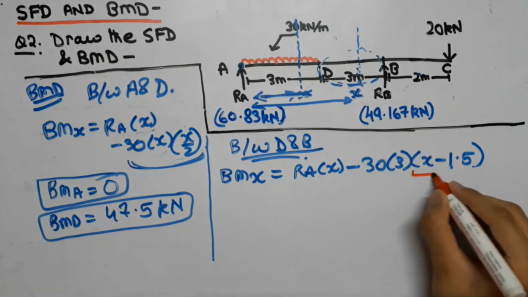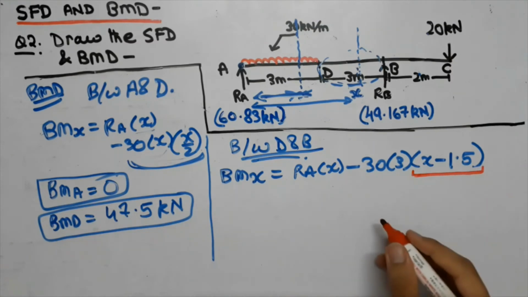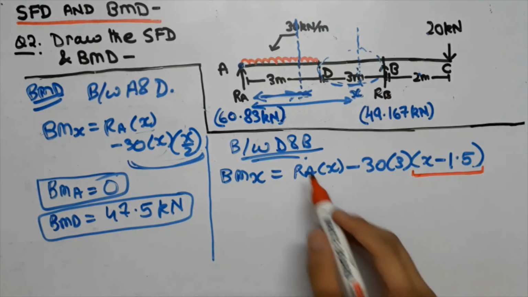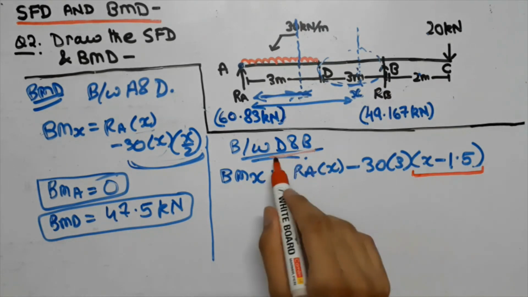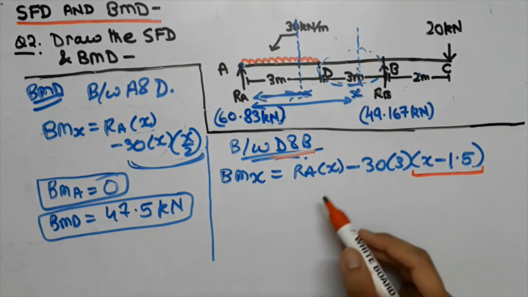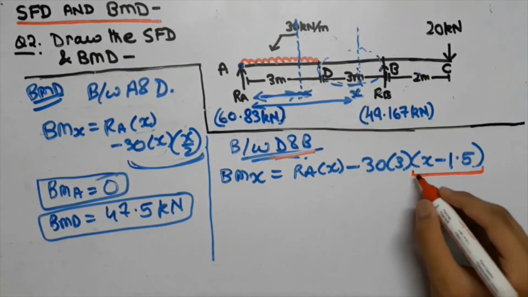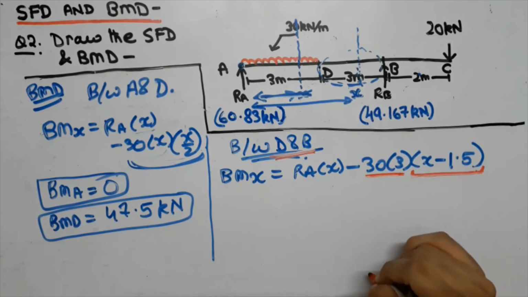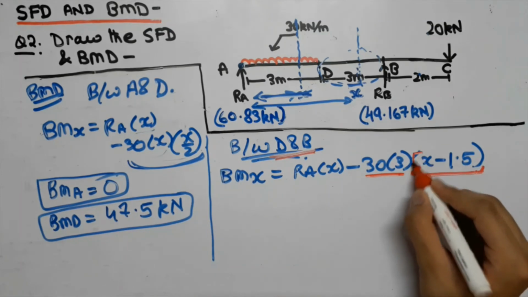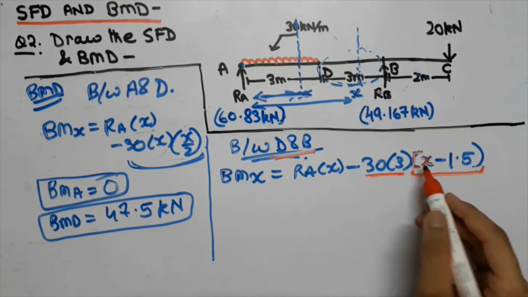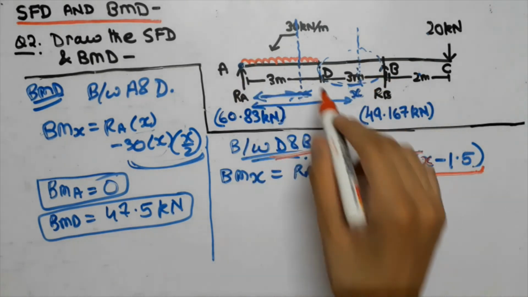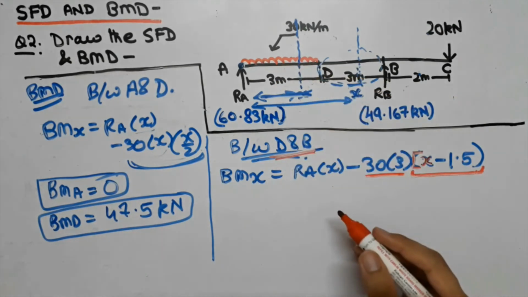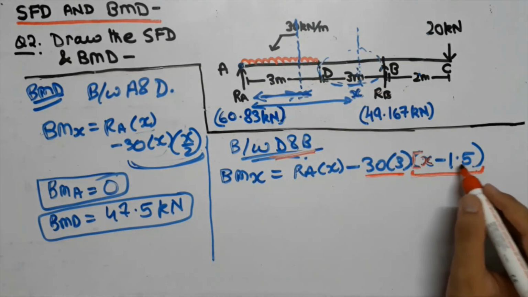And guys, we are going to discuss a new concept over here, that is, whenever we are doing for a part in which the UDL is not involved, that is, we are looking at the part D and B, and over here the UDL is not present. So in order to find the length that we have to multiply to the force in order to find the BMD will be taken like this: first of all we will write x, that is the distance of the point that we have considered from point A, and secondly we will subtract it from half the length of the UDL, that is 3 by 2, which will come out to be 1.5.